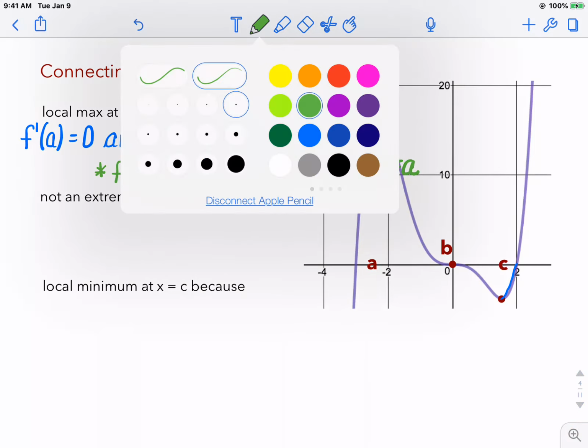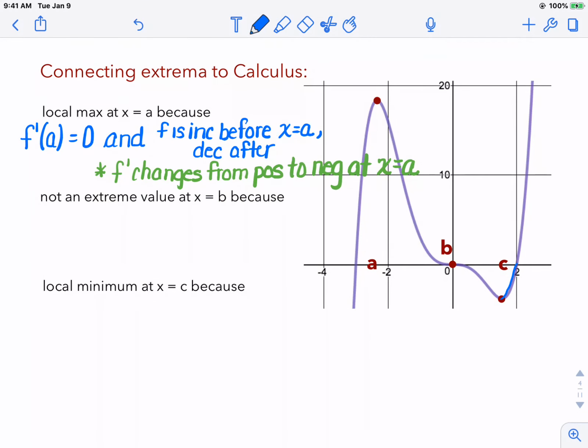So let's try it on the next one. We do not have an extreme value at x equals b. So algebra would have said, well, f of x is decreasing both before and after that ordered pair, so it can't be an extrema. And that would be a good Algebra 1 explanation.